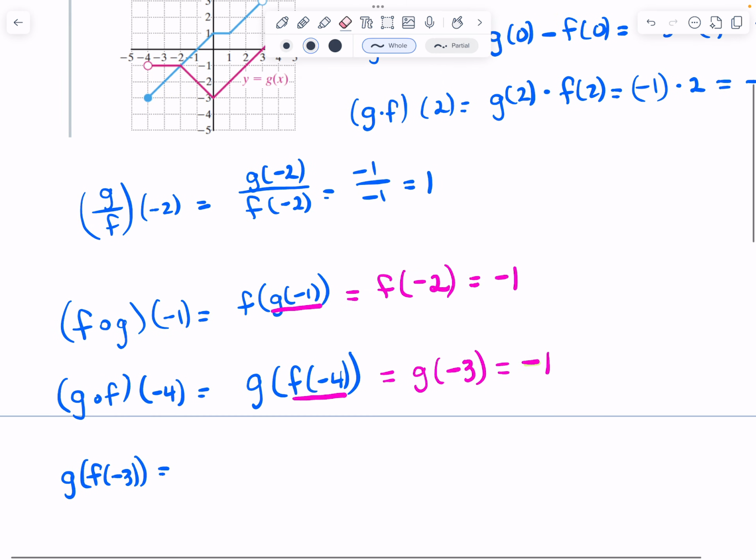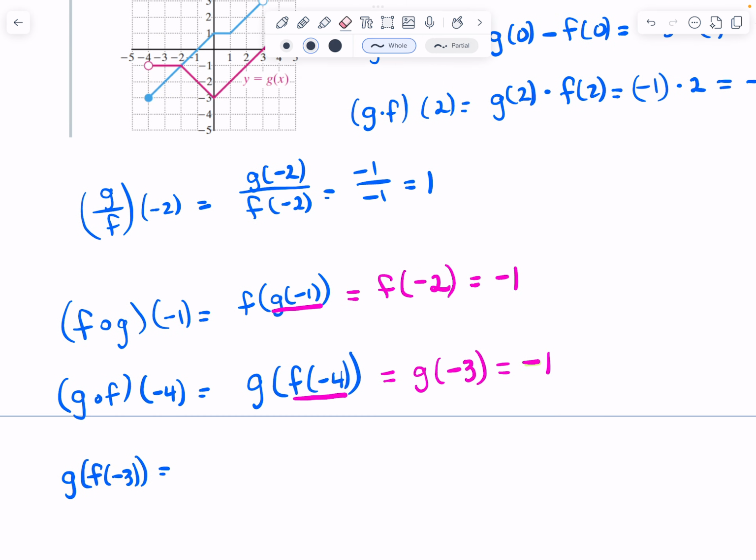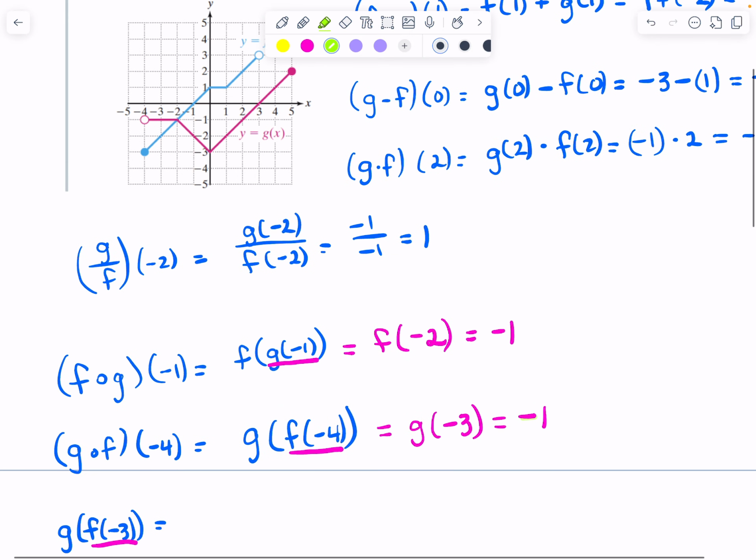Now we're going to do the last one. So we're going to clear a graph, and now we're evaluating g of f of -3. So first thing we need to do is find f of -3. So f of -3, f is the blue function. So f of -3, go down to the blue function, and it's -2. So now we're going to find g of -2. And now g of -2, g is the pink function. So we're going to go down to the pink function.